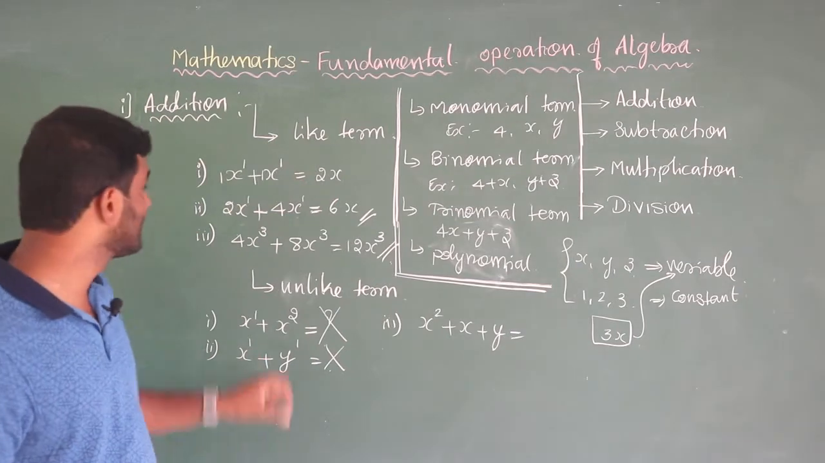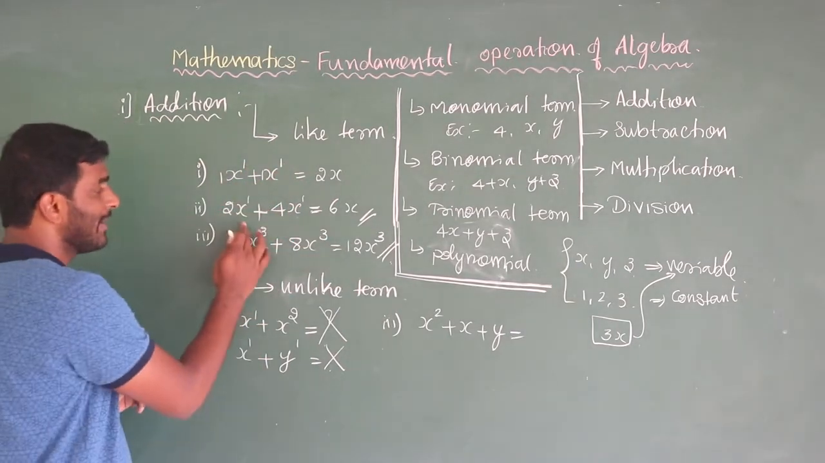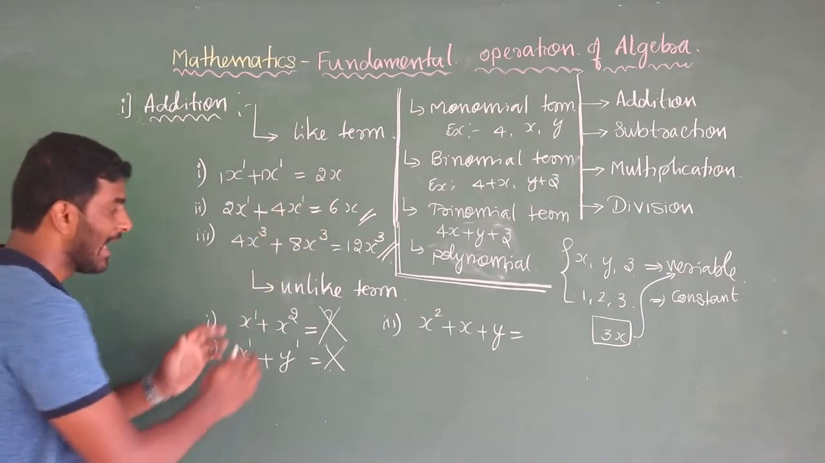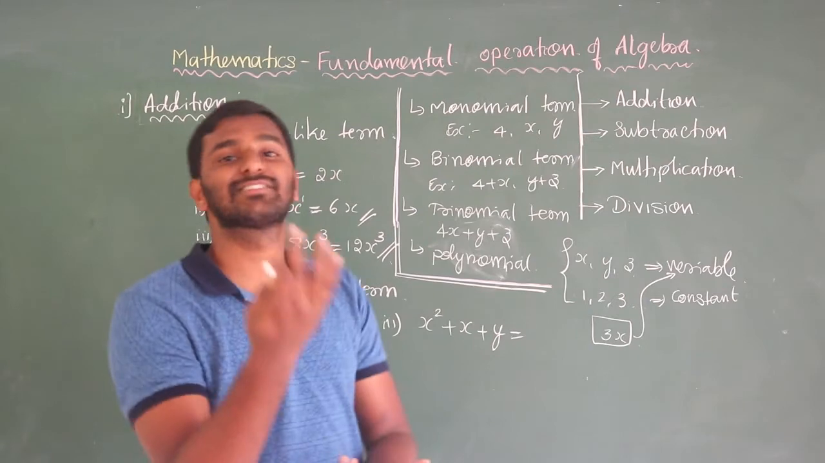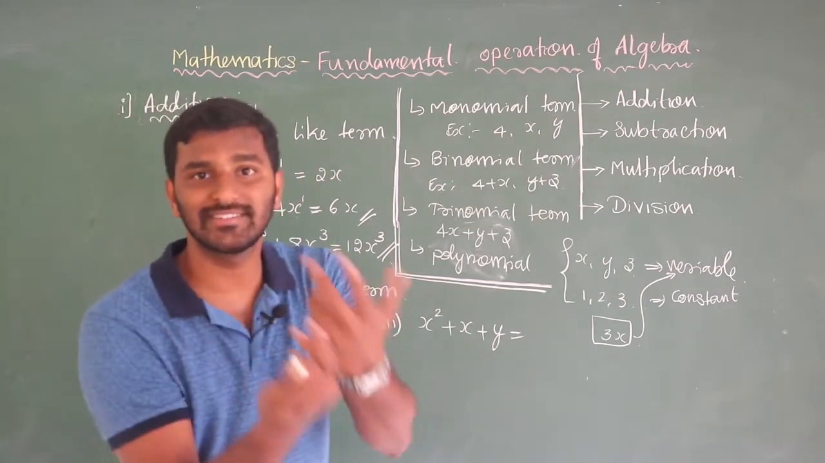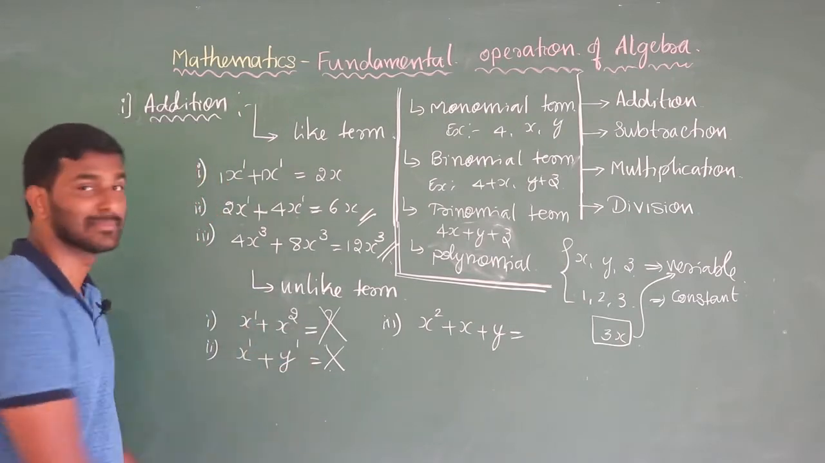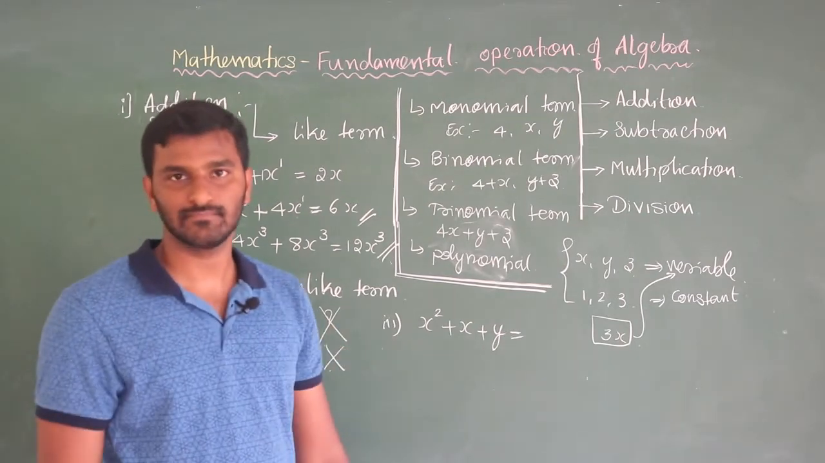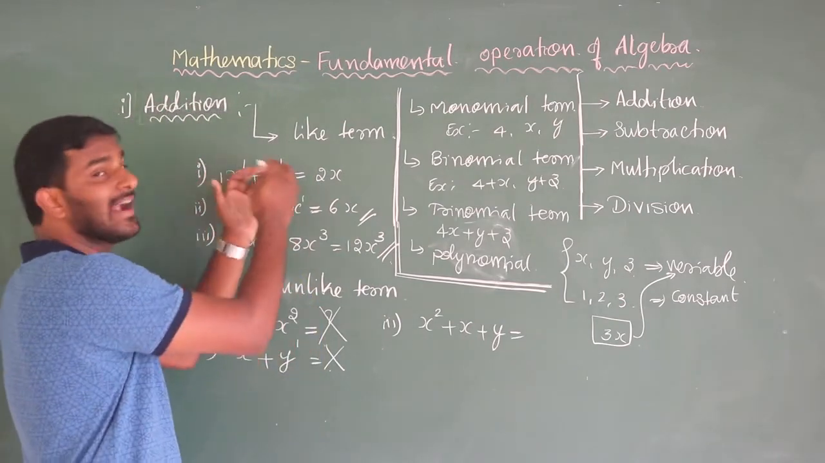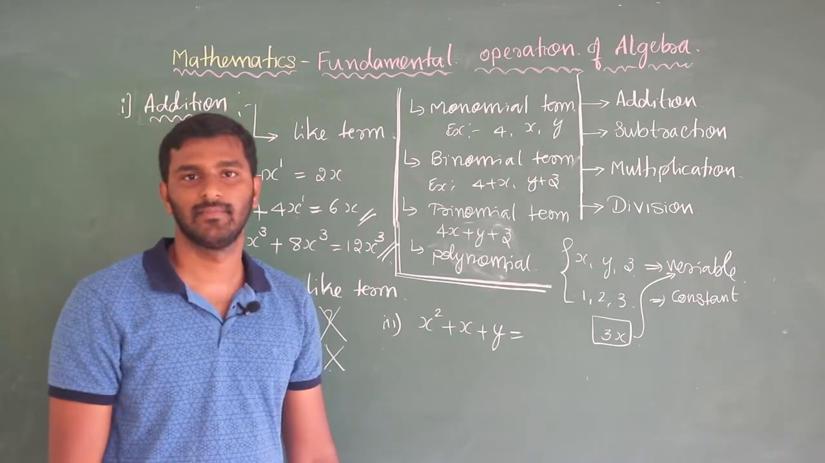The like terms, let me define addition clearly. Like terms are defined as the base is the same and the exponent is the same. Here the base is the same, the exponent should be the same. Unlike terms, maybe the base is the same and the exponent is different, or the exponent is the same and the base is different. It is known as unlike terms. Is it possible to add the unlike terms? No. Is it possible to add the like terms? Yes, possible. Okay.